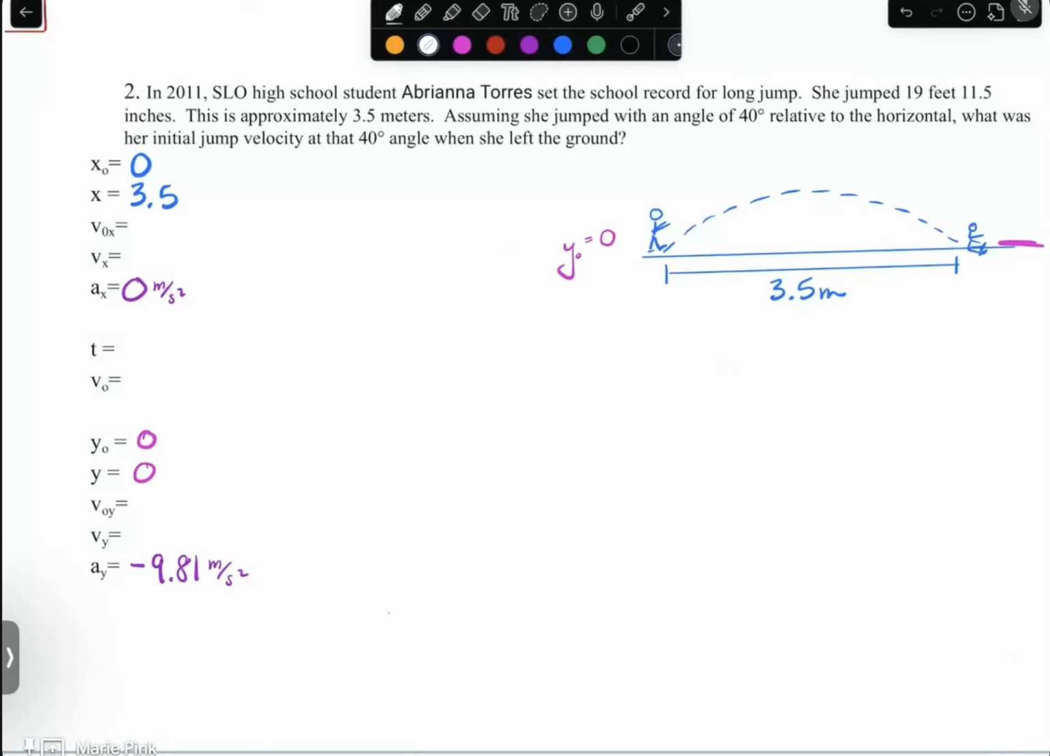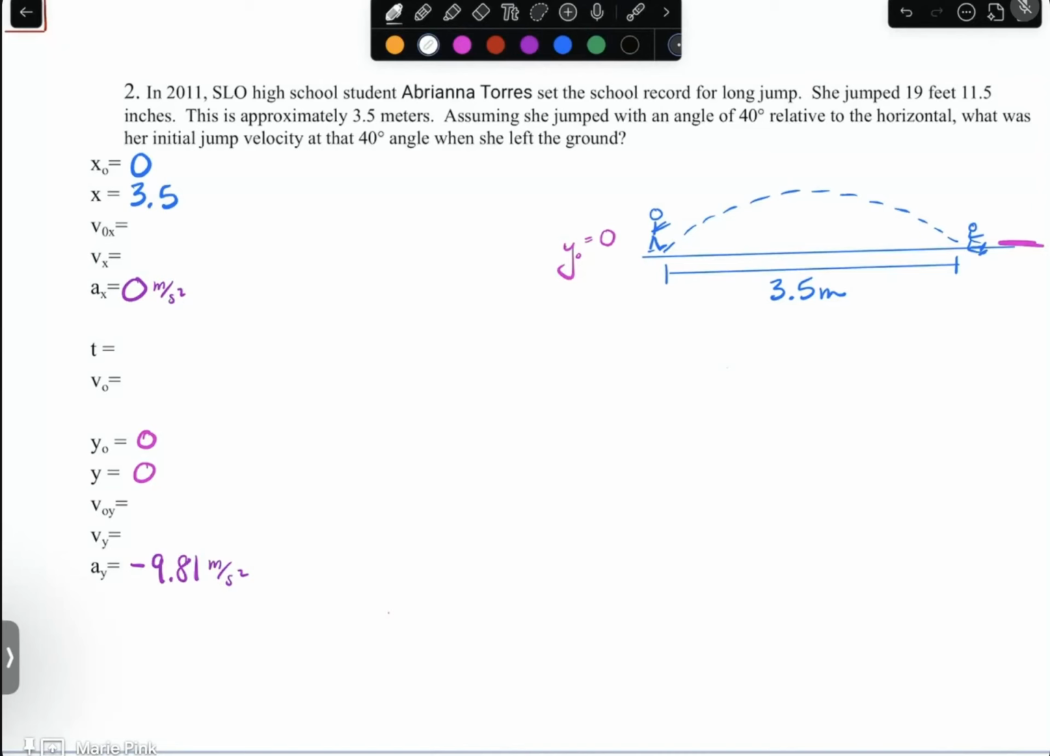All right, so for number 2 on the projectile motion worksheet, we are going to take a look at where these numbers are coming from and what they mean and how to do tricky problems like this where you don't know the initial velocity. And they're a little bit interesting because you have to do a system of equations. All right, so the distance she jumped is 3.5 meters.